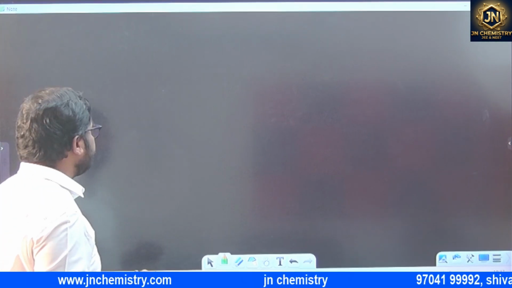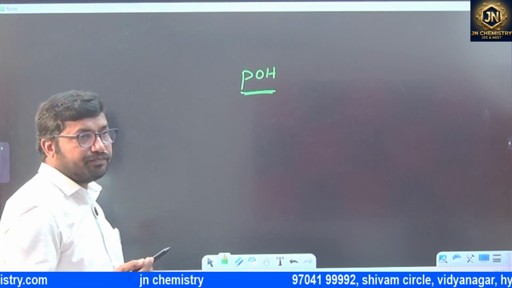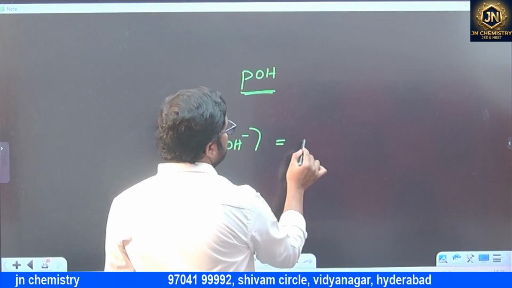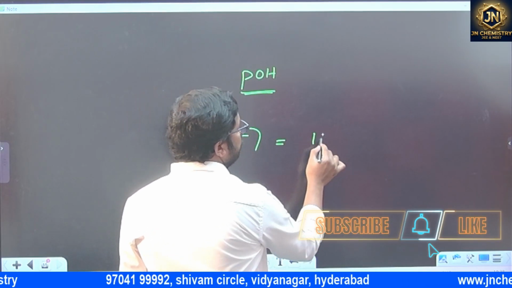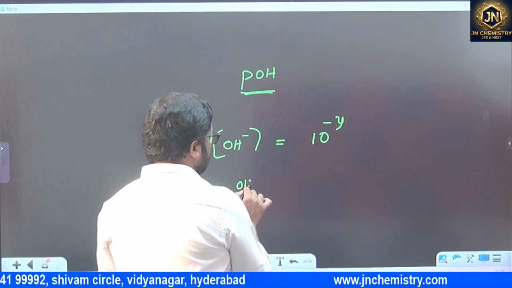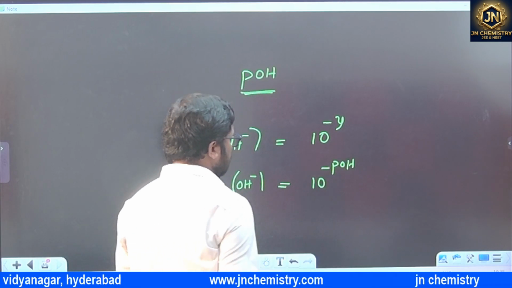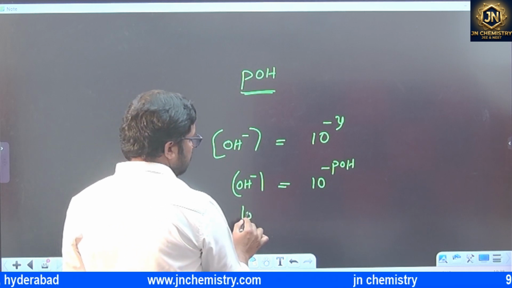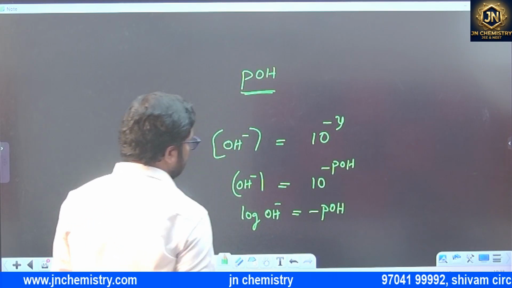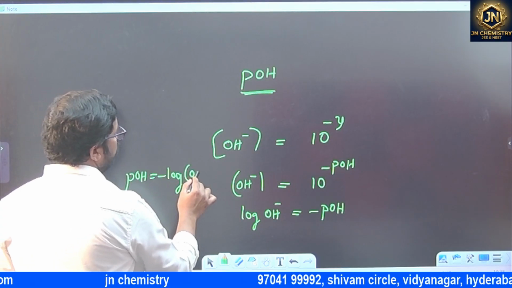Next one, pOH. Same as OH minus ion concentration. OH minus ion concentration is equal to 10 to the power of minus y, where y is nothing but pOH. So OH minus ion concentration is equal to 10 to the power of minus pOH. If you apply the log, log OH minus is equal to minus pOH. So pOH is equal to minus log OH minus ion concentration.